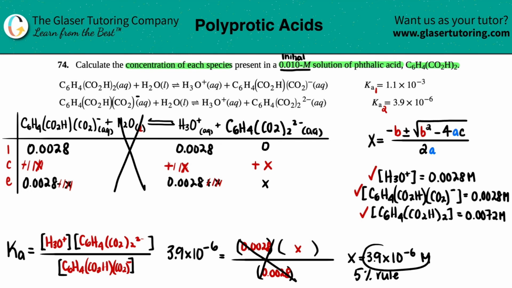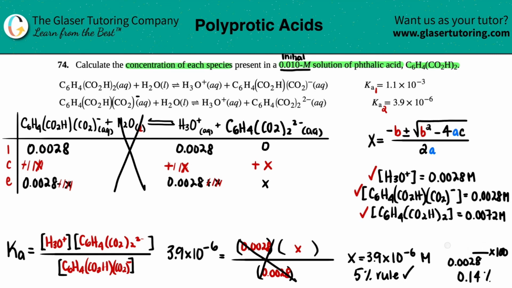where we take that number and divide it by the initial. It's always the initial. So 3.9 times 10 to the negative 6 divided by 0.0028 and times 100. Hopefully that number is 5 or less. Oh boy. 3.9 times 10 to the negative 6 divided by 0.0028 times 100. Okay, it's 0.14%. So in this case, it passed the 5% rule.